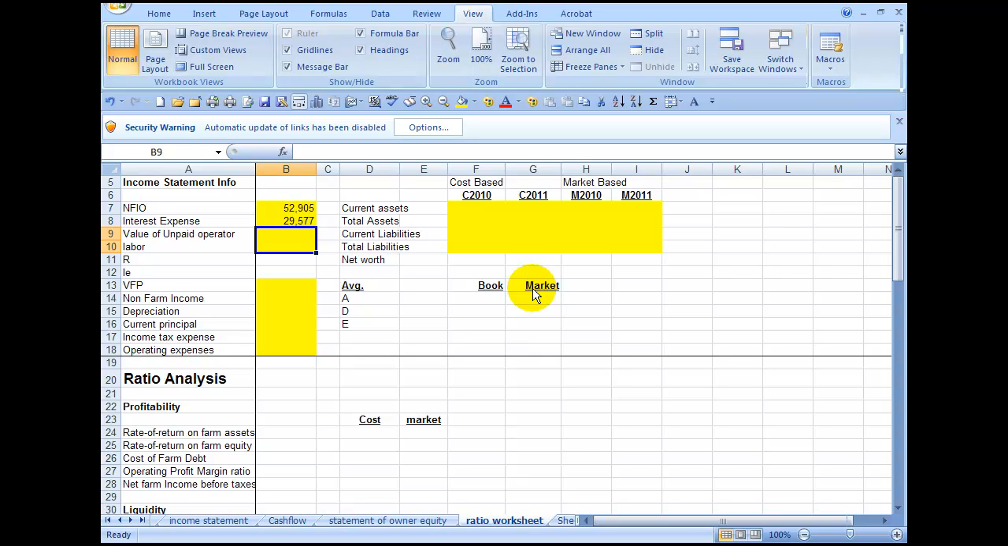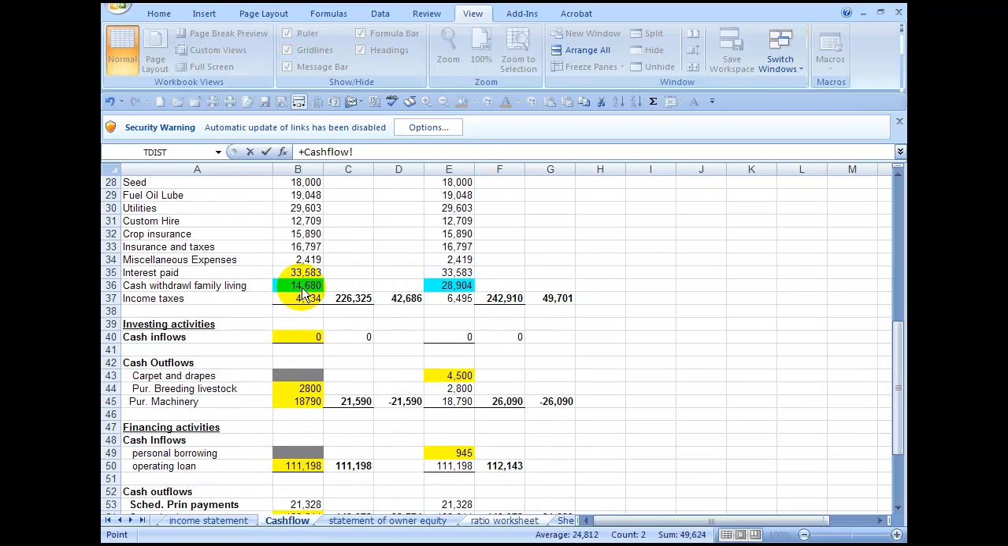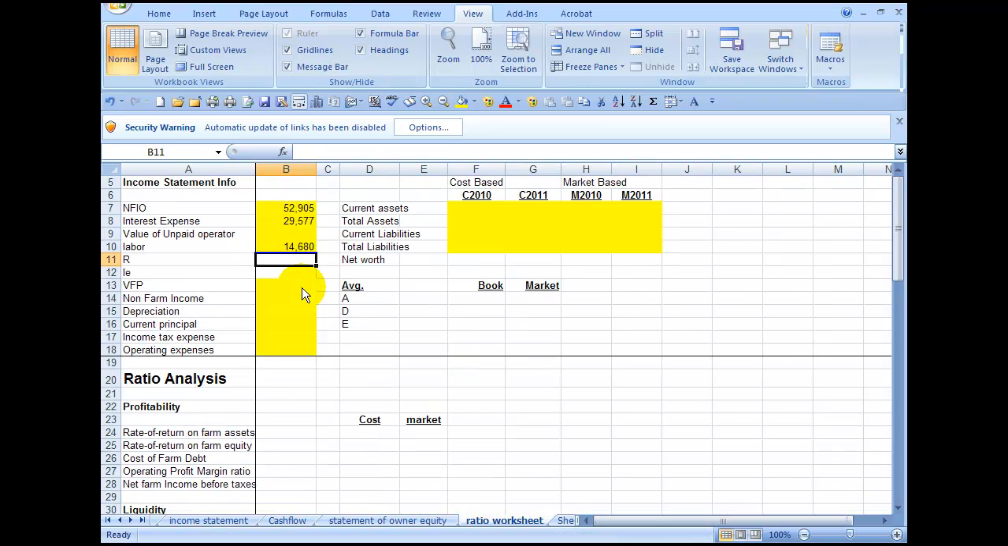The reason we need this is because our labor expense on our income statement only includes paying for the employees, and really the owner is using labor too, and so they need to be compensated. So as a proxy, we're going to do the family withdrawal. So from the cash flow statement, cash withdrawal from family living.